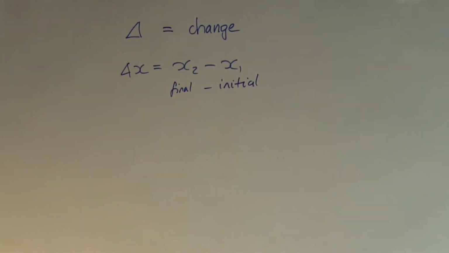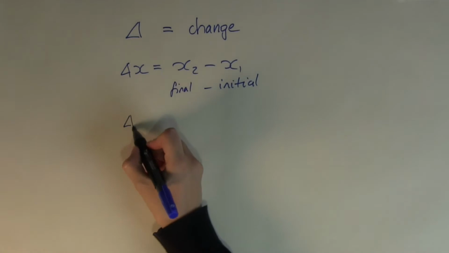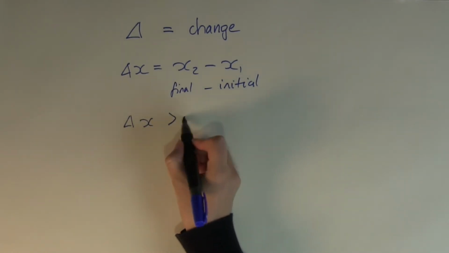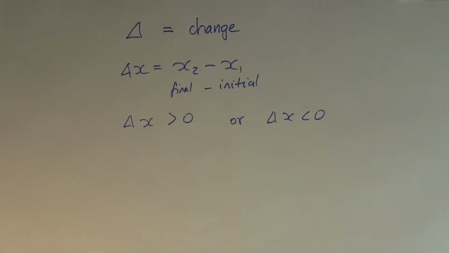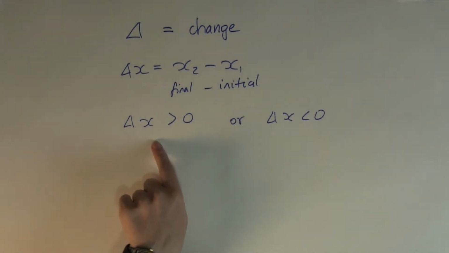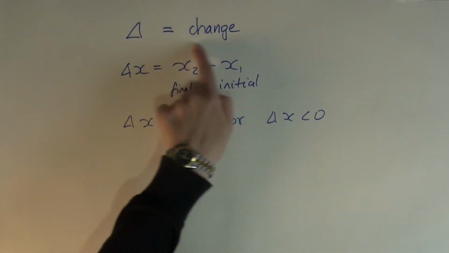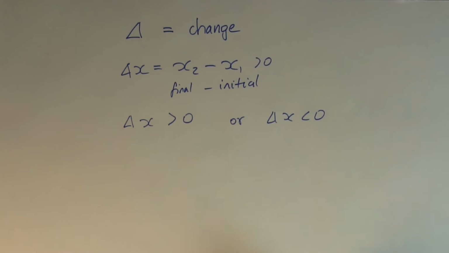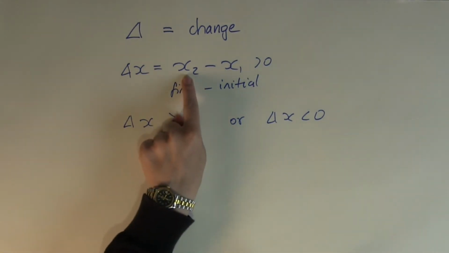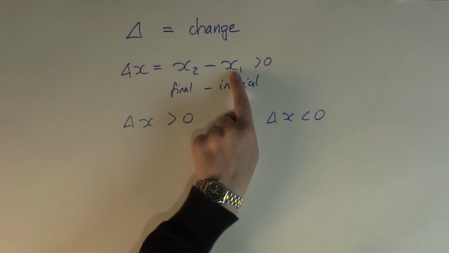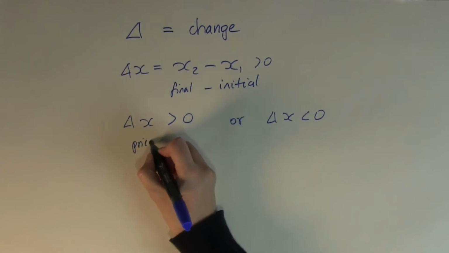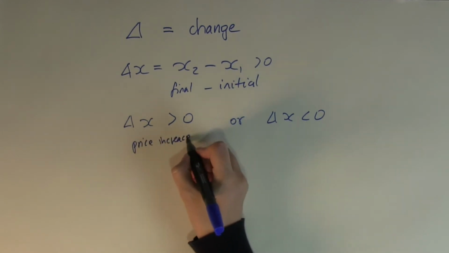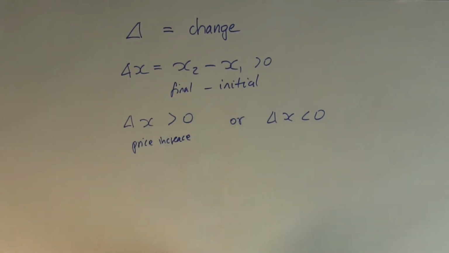So far, nothing too complicated. But in some calculations, you may have come across the change being positive or the change being negative. Now, what's the difference here? Well, if the change is positive, that means that this x2 minus x1 is positive. So the final price is bigger than the initial price. So positive change means that there has been a price increase, if we're talking about price or some kind of quantity increase.